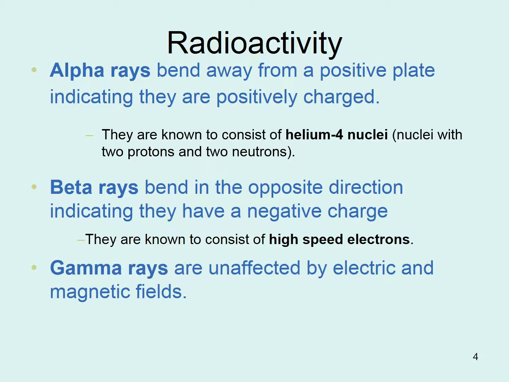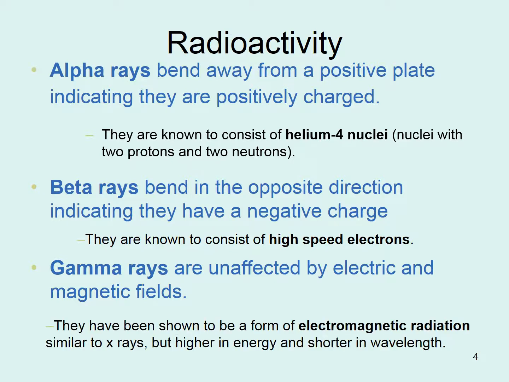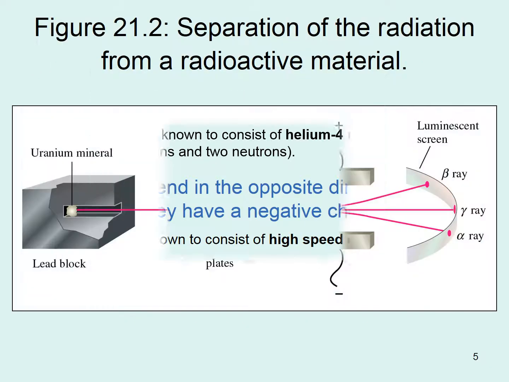And then gamma rays are actually unaffected by any kind of magnetic or electrical field, so they are neutral. They are a form of electromagnetic radiation that's similar to X-rays, but higher in energy and shorter in wavelength, but they are similar, like it says, to X-rays, and similar in how they can be dangerous.